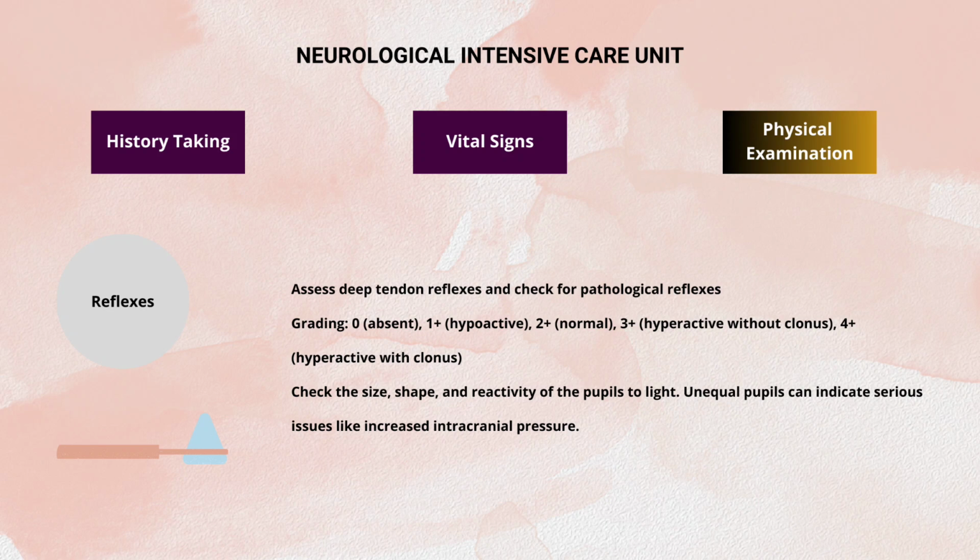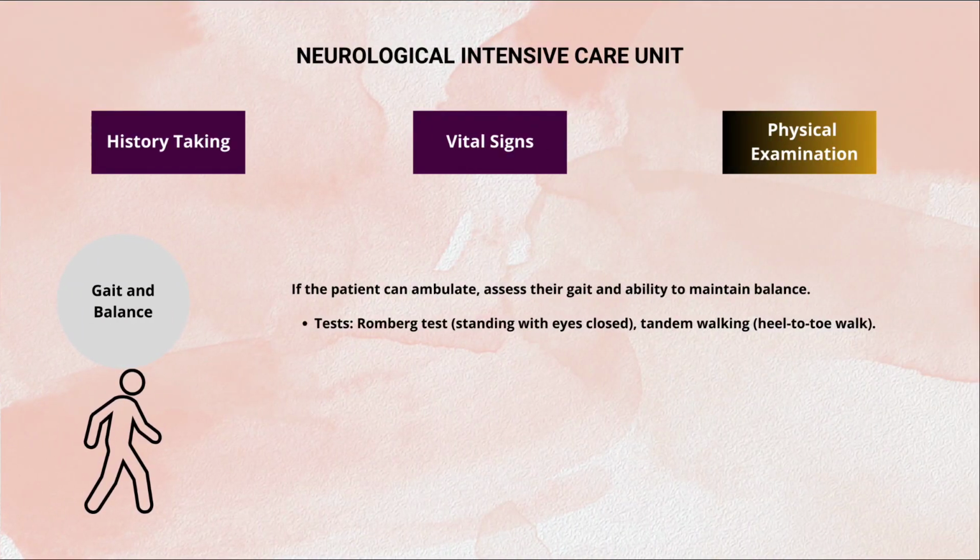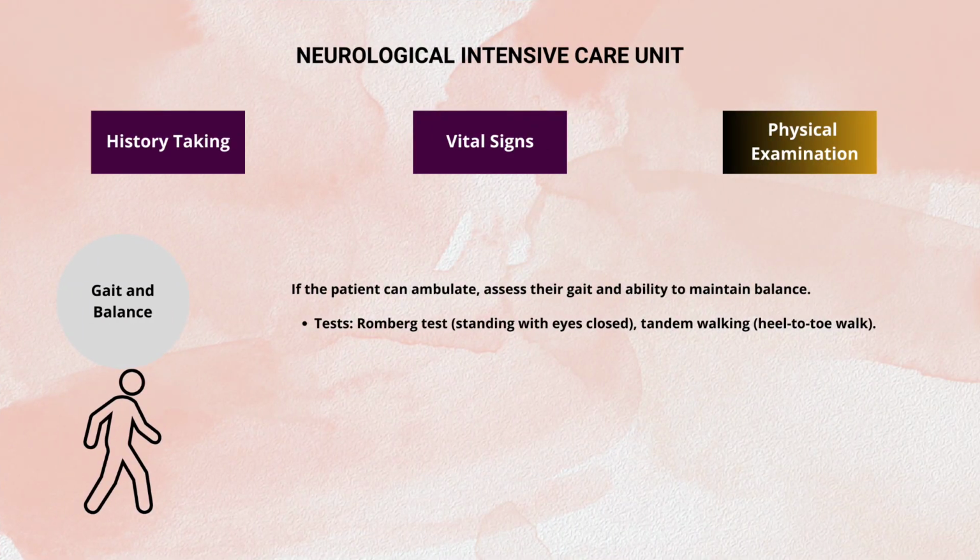Check size, shape, and reactivity of pupils to light. Unequal pupils can indicate serious issues like increased intracranial pressure. To assess coordination, perform finger to nose, heel to shin, and rapid alternating movement to assess cerebellar function. Look for tremors, dysmetria, or ataxia. If the patient can ambulate, assess their gait and balance.